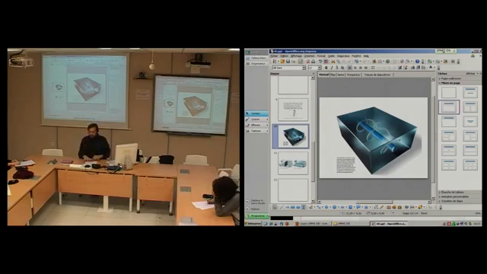Bon, alors l'exemple qui est donné, the example is a lump of clay. Bon, une masse argileuse, un lump of clay, un monceau d'argile.